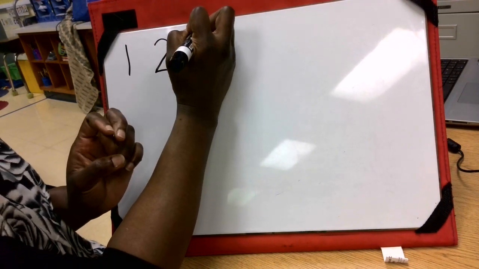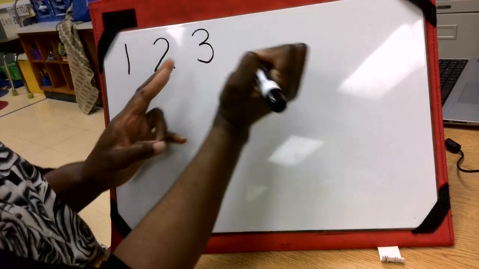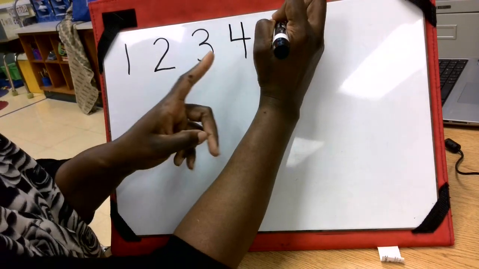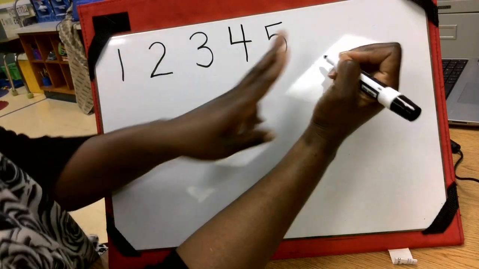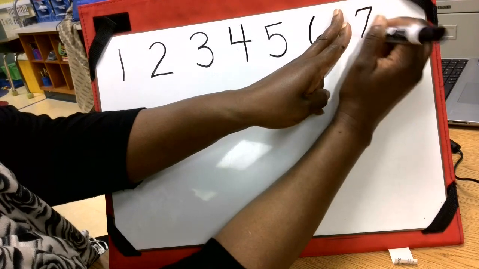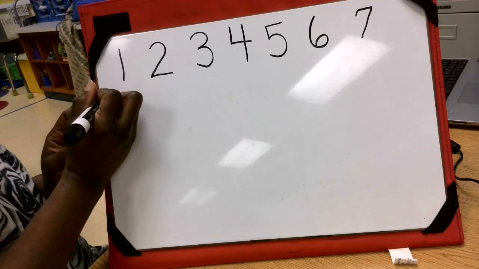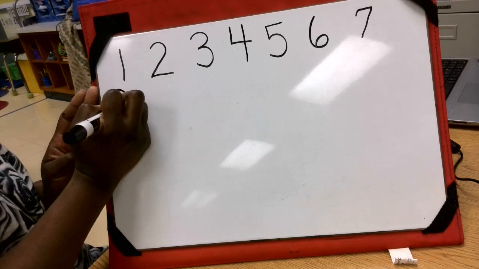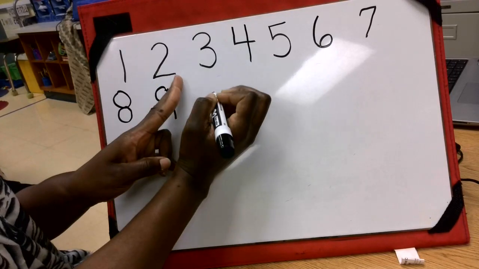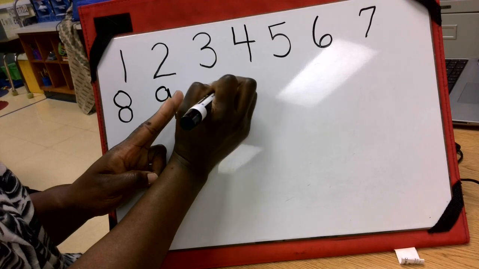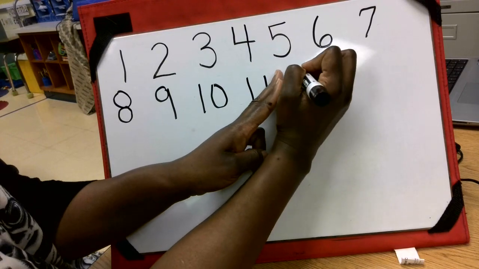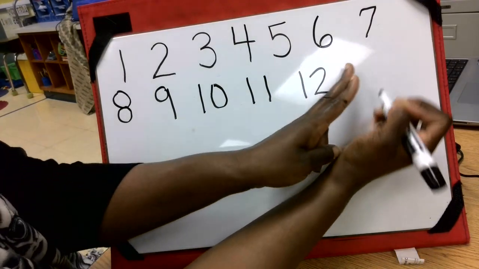Start number 3, little curve, finger space. 4, finger space. 5, 6, 7, ran out of space, so I'm going down to the next line. 8, finger space. 9, and we have 10, 11, 12, 13.